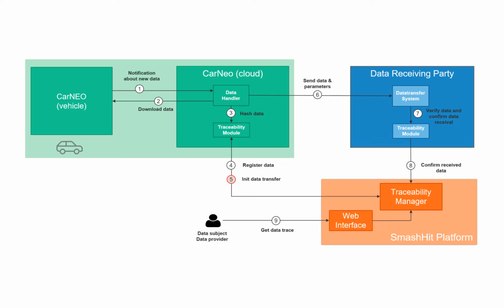For that, we first initiate the data transfer by using the traceability module, which communicates this to the traceability manager, which is step 5 in this diagram. Next, the data handler would go on and send the data to the data receiving party.